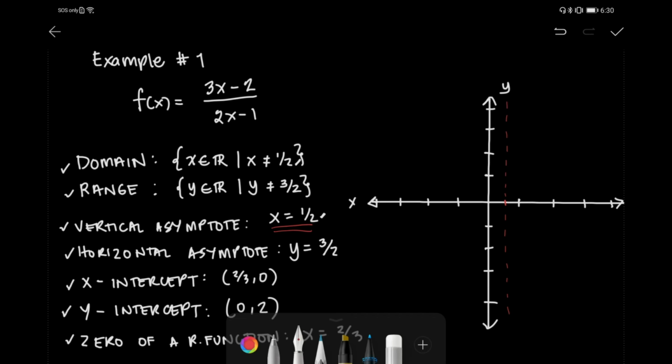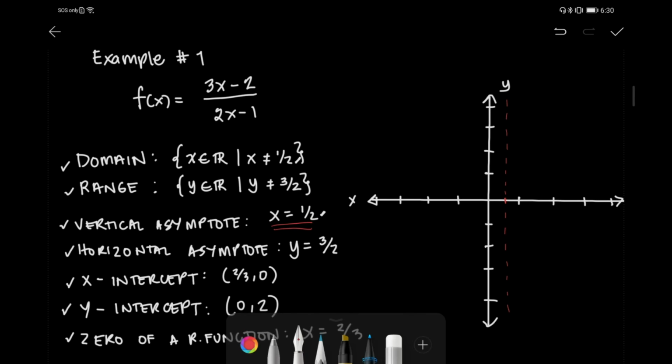Sa y value naman natin, saan yung ating horizontal asymptote naman? Ang horizontal asymptote naman natin is nasa 3 halves or 1 and 1 half. So sa y value, nandito yung ating horizontal asymptote sa 1 and 1 half. So ito ngayon yung ating horizontal asymptote. Okay? So ang graph na gagawin natin dapat hindi siya mag-i-intersect dito. So in this case guys, na-plot na natin yung ating horizontal tsaka vertical asymptote.